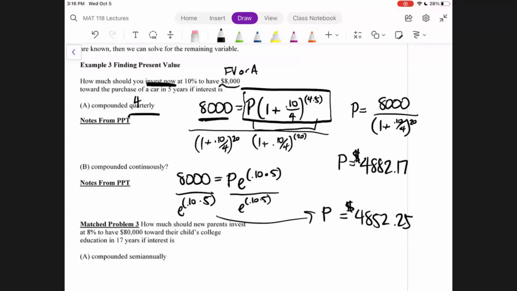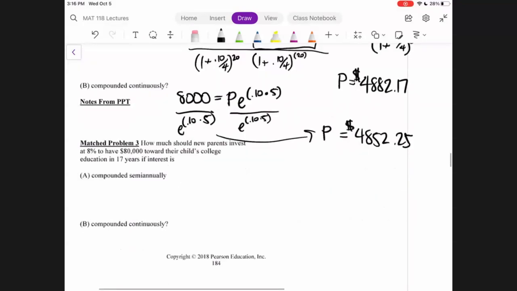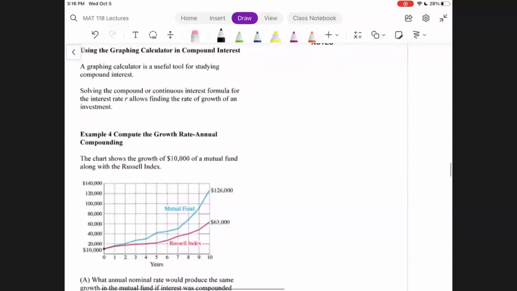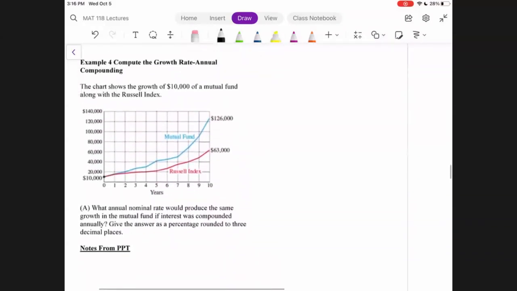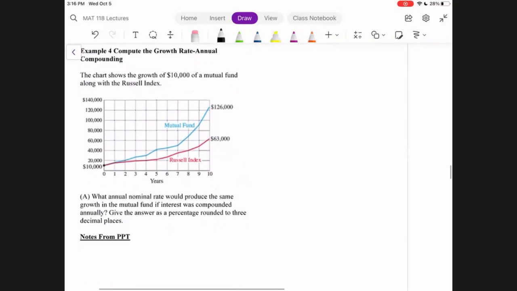Okay, so there is math problem 3 here. You could do these on your own, check your answers in the back. So this next part just wants you to use your calculator for some of these things. So what this wants you to do is, suppose I have $10,000 and it's going to grow in some mutual fund. Okay, so here's the starting point. After 10 years, Russell is 63 and the mutual fund is this much money. What annual nominal rate would produce the same growth in the mutual fund if it was compounded annually? That means every year. Okay.